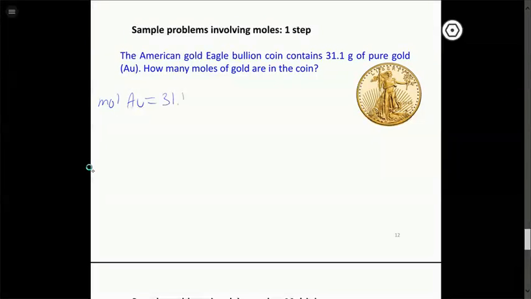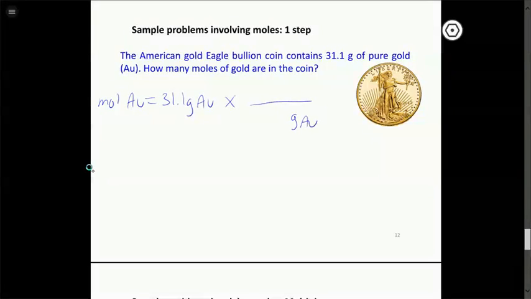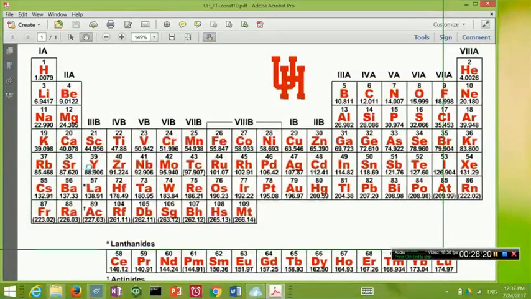So the given quantity is 31.1 grams. And remember that the relationship between grams and moles is going to be the atomic mass. But the question is, do we multiply or do we divide by the atomic mass? And that's where looking at the units is going to tell you automatically what you have to do. So we're trying to cancel out grams and convert into moles. And so remember that atomic mass is grams per mole, so we're going to put the atomic mass here in the denominator. So if we go find the atomic mass of gold on the periodic table, atomic number 79, the atomic mass is 196.97. It's that number below the atomic symbol.